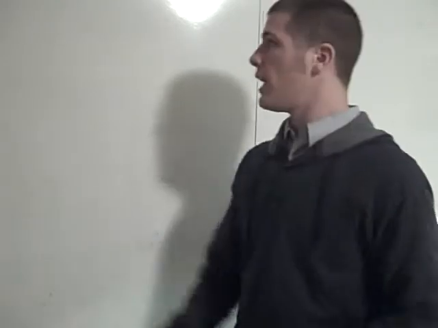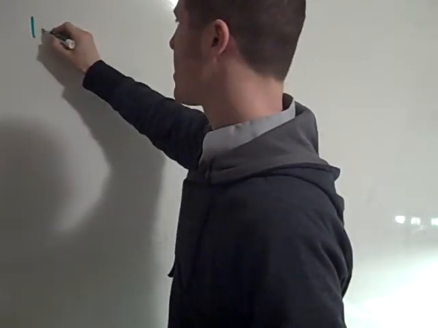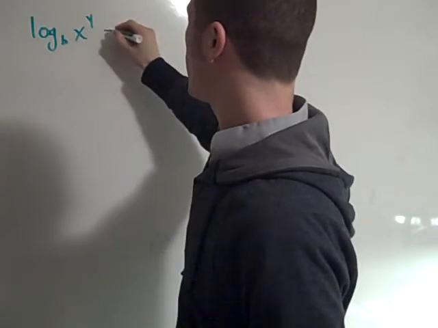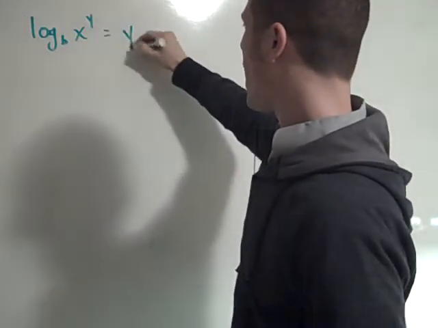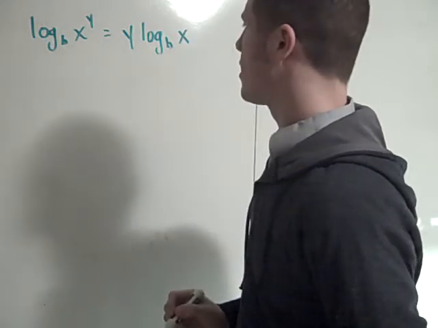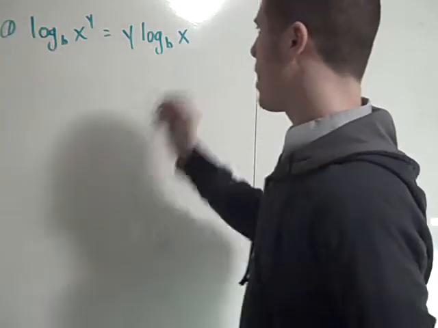In this video, I'd like to prove two of the properties of logarithms, namely the exponent property and the product property. The exponent property states that the log base b of x to the y is equal to y times the log base b of x. So we'll call that property 1. That's the first property that I'll prove.